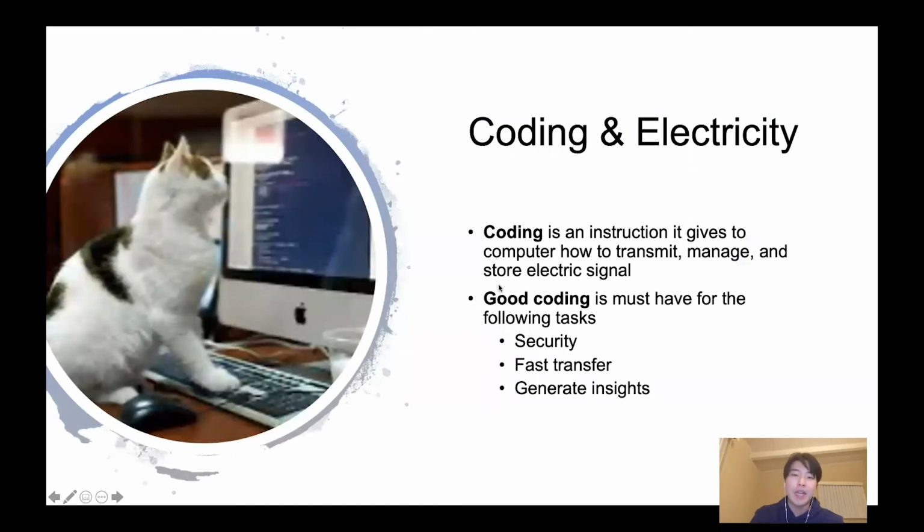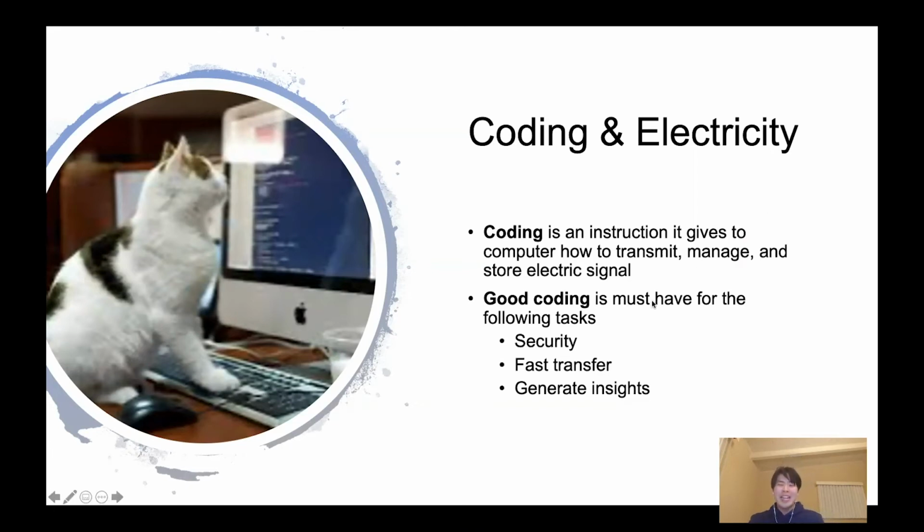Now, remember from last time, we said coding is what? An instruction that we give to computers on how to transmit, manage, and store electric signals. Now, what does that mean? It means not only can we send information, by sending the right code, you can actually store some of that information or instruction in a storage device, or you can give instruction for this device to manage other signals. So coding is very important because why? It's a set of instructions that can do all this.